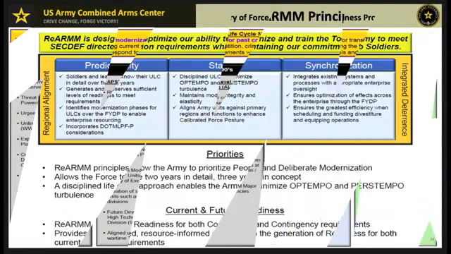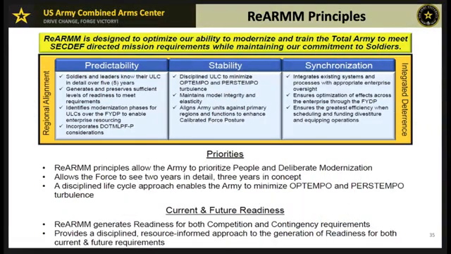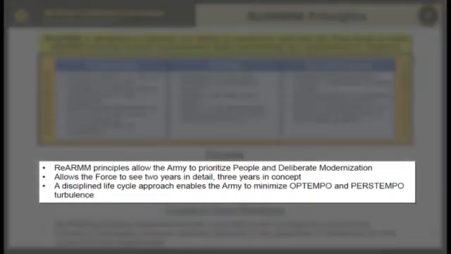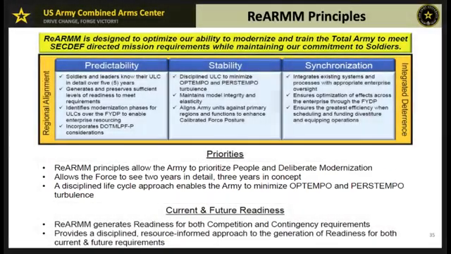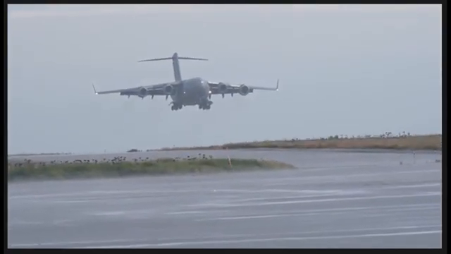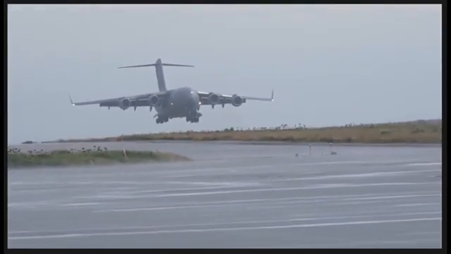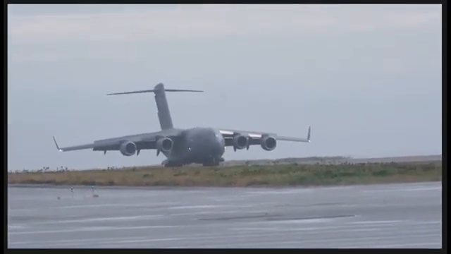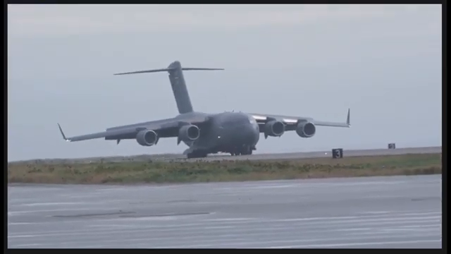ReARMM's principles enable the Army to prioritize people and deliberate modernization, offering a detailed 2-year outlook and a 3-year conceptual view. This disciplined approach minimizes op-tempo and perstempo turbulence. The ReARMM supports readiness for both competition and contingency operations, using a resource-informed approach to balance modernization and future operational requirements.